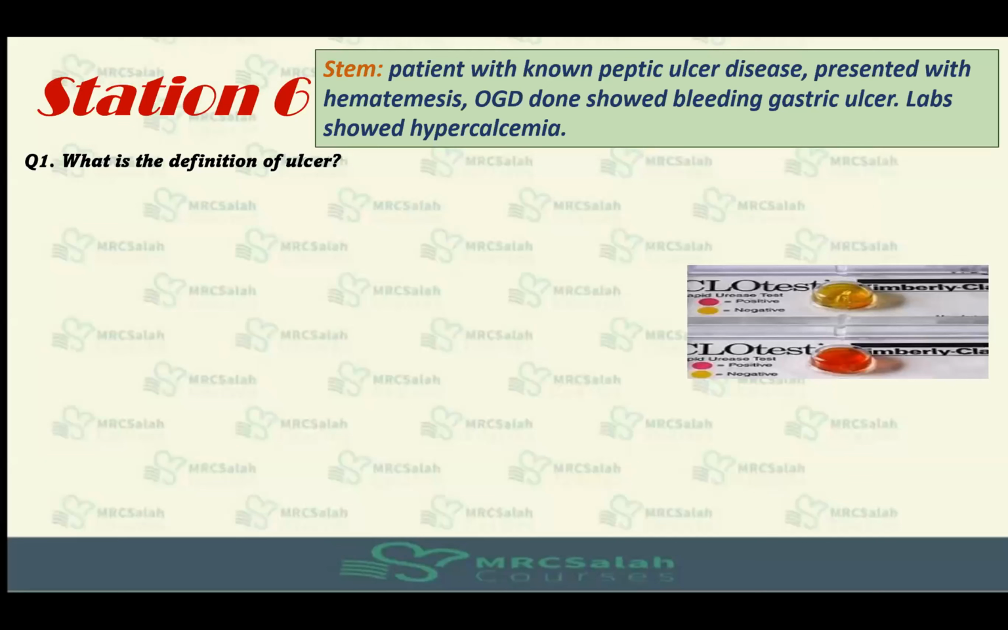Okay, so we have a patient with a known peptic ulcer disease presented with hematemesis, OGD done, showed bleed in gastric ulcer, labs showed hypercalcemia. Can you please tell me what's the definition of an ulcer? It is a breach of the continuity of the mucous membrane, skin, or epithelial surfaces due to sloughing of the inflamed necrotic tissue.